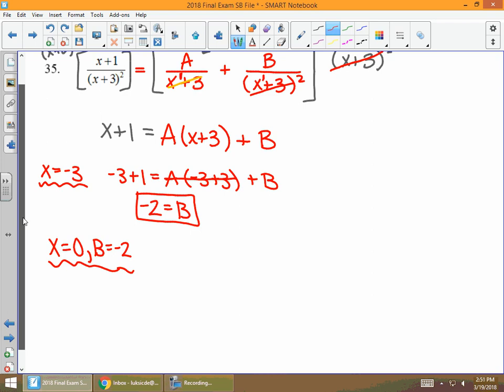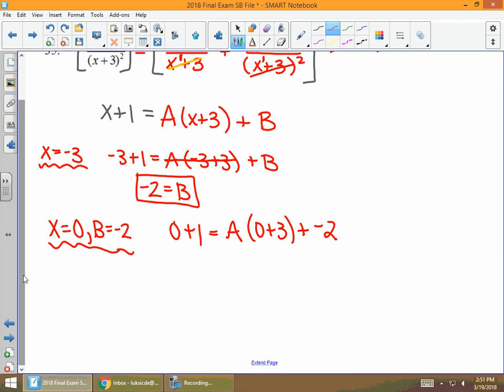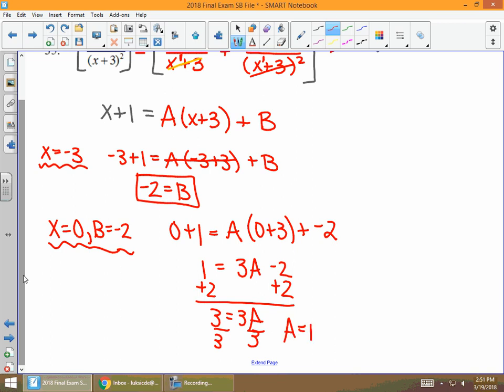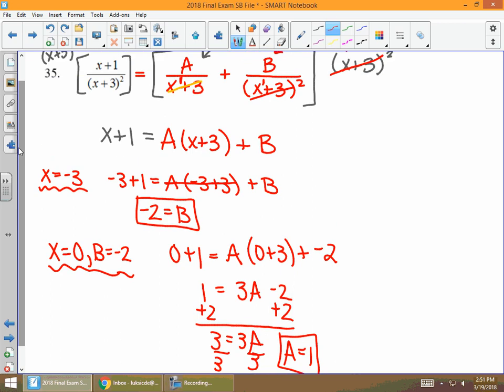So here our x is 0, so 0 plus 1 equals a times 0 plus 3, plus, and we know b is negative 2. And now, again, one variable, a, one equation, we can solve. So 1 equals 3a minus 2. Add our 2, divide by 3. So again, the setup took a little more thought, but our problem I think was easier.